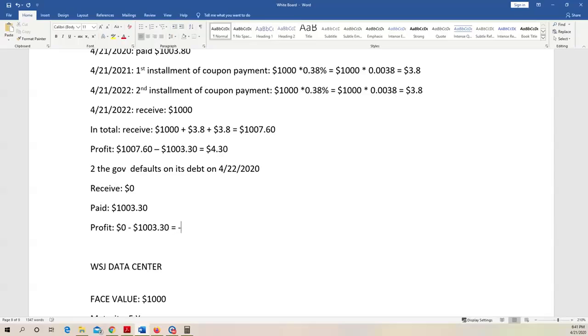And the answer is a negative number. Here, your profit is a negative number, right? You have lost $1,003.30. Negative profit is called a financial loss.